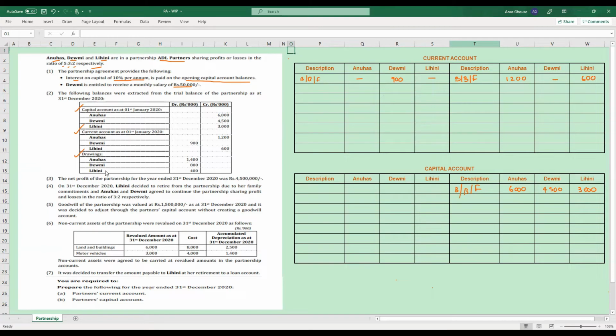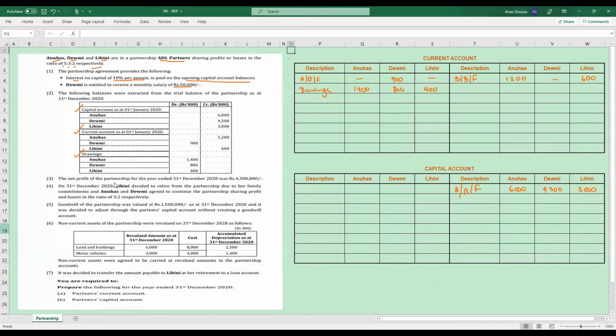And also drawings have to be recorded in the current account. All short-term transactions should be recorded in the current account. So let's take drawings. That will be 1.4 million, then 800,000 and 400,000. So these are the drawings.